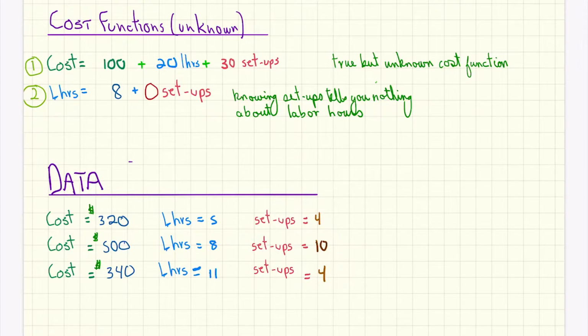So let's assume we have a little bit of data. In the example I'm going to use, we have 3 data points that we might look at. In the first data point, the total cost to be allocated is $320, and there were 5 labor hours used and 4 setups. In the second data point, the total cost was $500, 8 labor hours were used, and 10 setups. And in the third case, $340 of overhead, say, was incurred. Labor hours were 11, setups were 4.